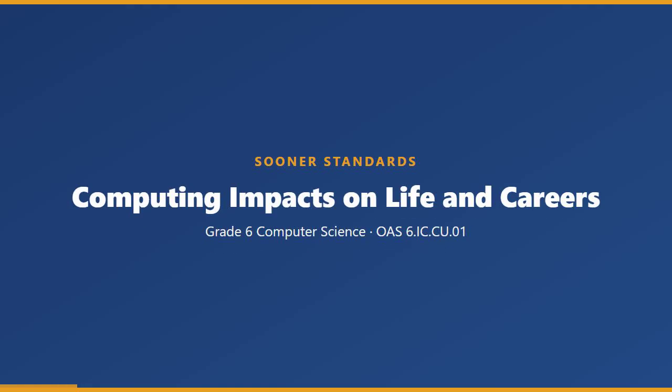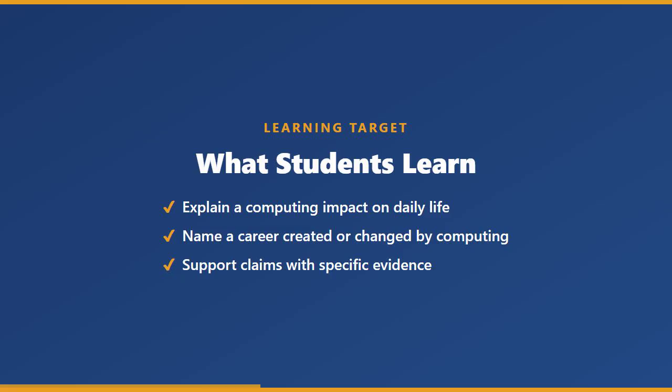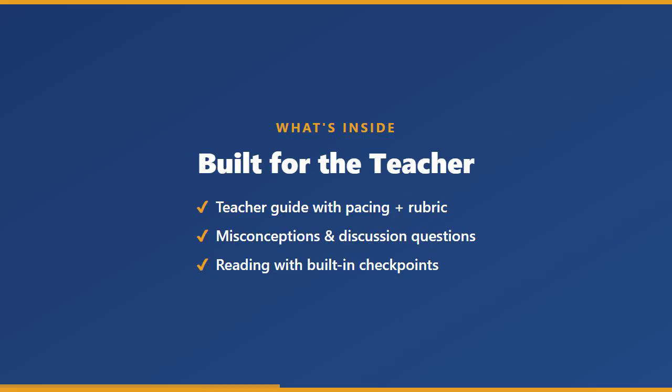From Sooner Standards, Computing Impacts on Everyday Life and Careers, a complete Grade 6 computer science unit for Oklahoma Standard 6ICCU01. Students learn to explain how computing impacts people's everyday activities and careers, using specific examples and evidence. Inside, a full teacher guide with pacing, misconceptions, and a scoring rubric, plus a content lesson with built-in comprehension checkpoints.